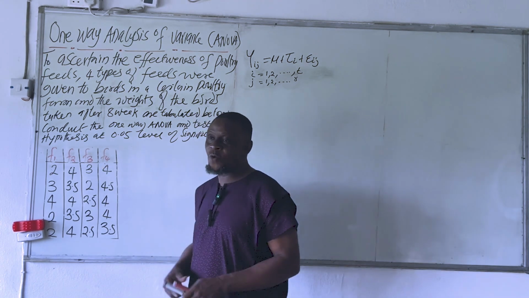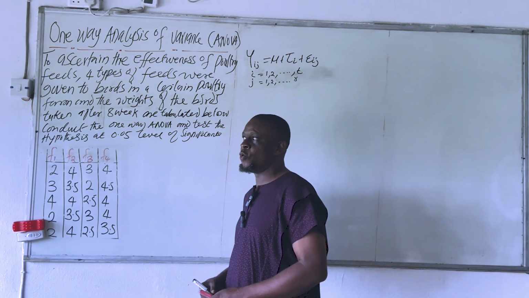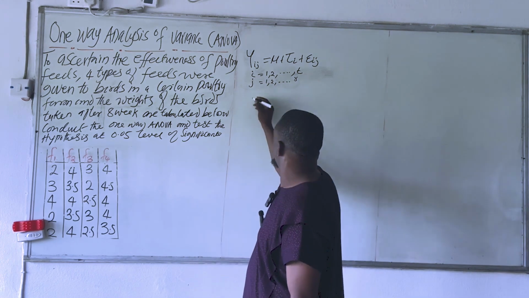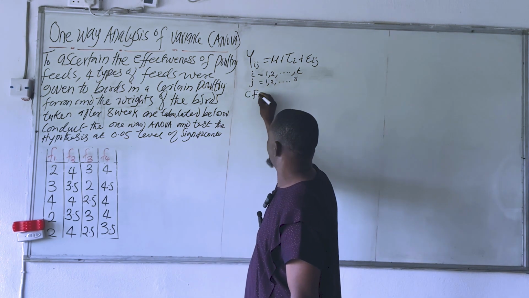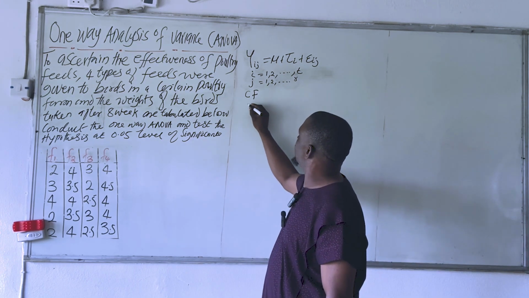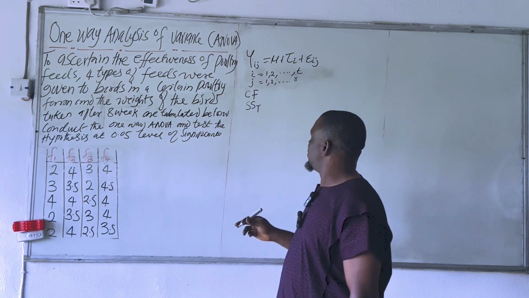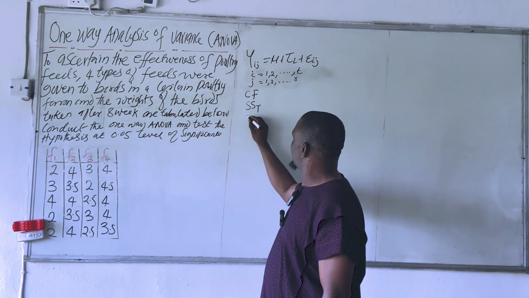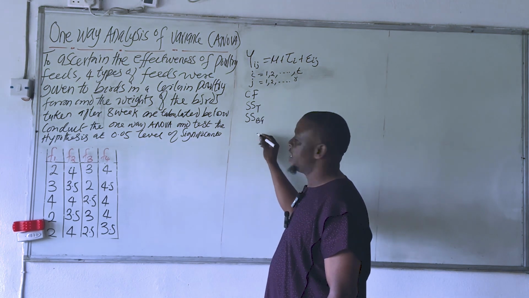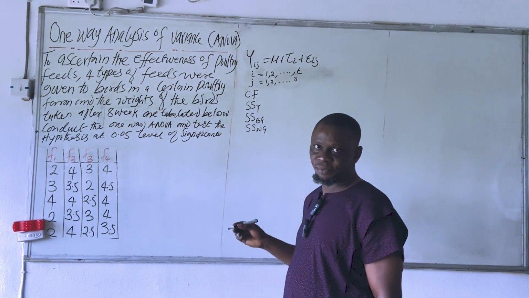So to conduct the one-way analysis of variance, there are key things we are expected to do. One is to calculate what we call the correction factor, so I call it CF. After calculating our correction factor, we'll also calculate the sum of square total. After that, we are going to calculate the sum of square between group. And then we'll also calculate the sum of square within group.